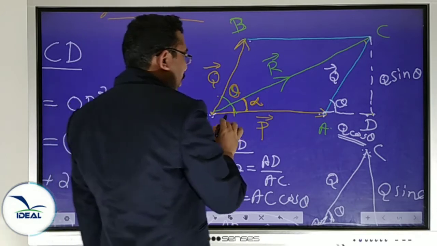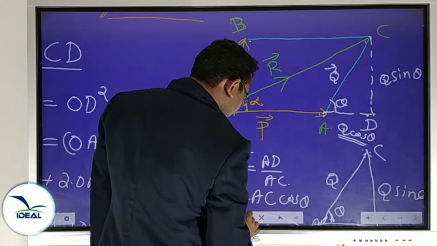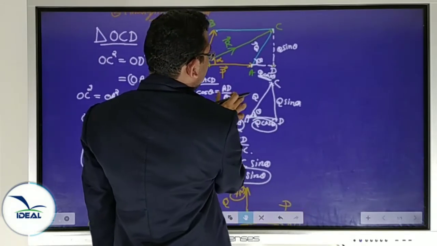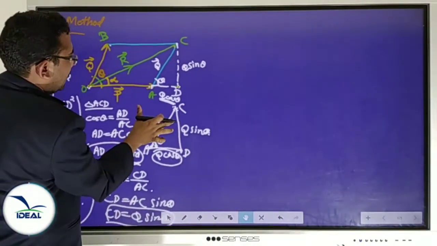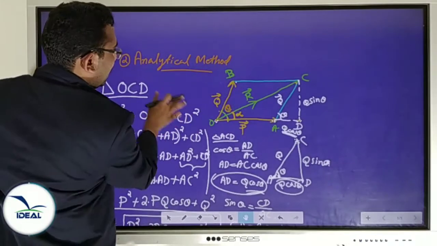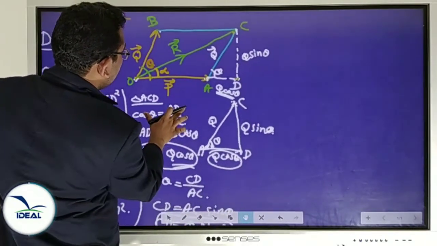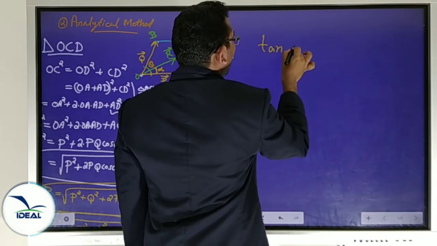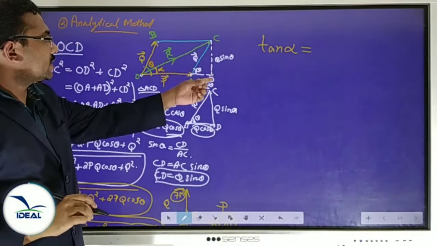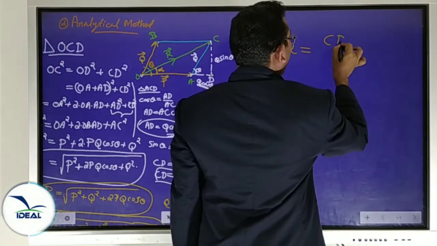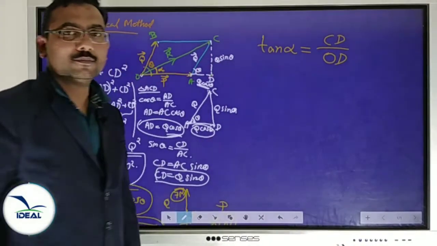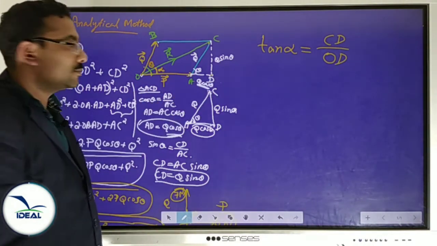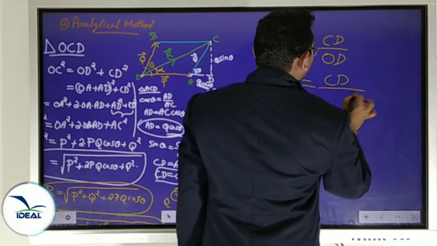Then tan alpha equal to CD by OD. Okay. I place this figure here. If you want, I can take it. Yes, look. Tan alpha equal to CD by OD. What is OD? OA plus AD. As we took earlier, CD by OA plus AD.